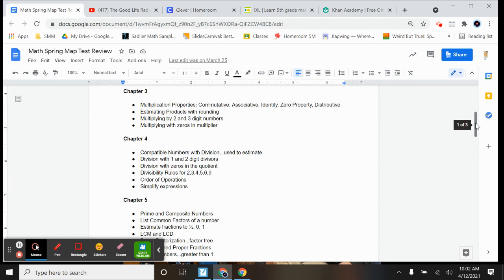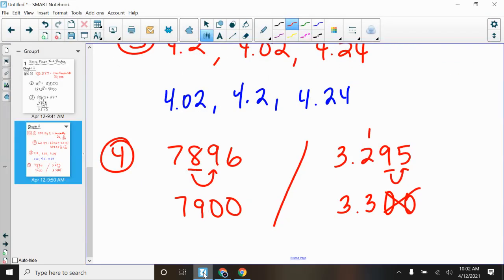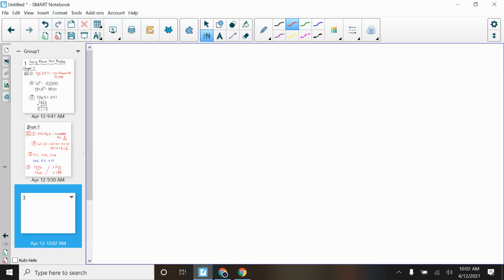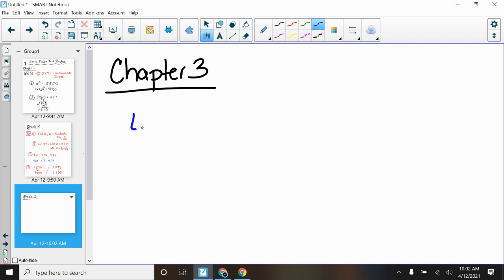This was on multiplication. So we got into chapter 3 and we started learning how to do multiplication. Okay, so gotta add another page. We're into chapter 3 and we're going to learn to multiply. Okay, let's make this page blue.